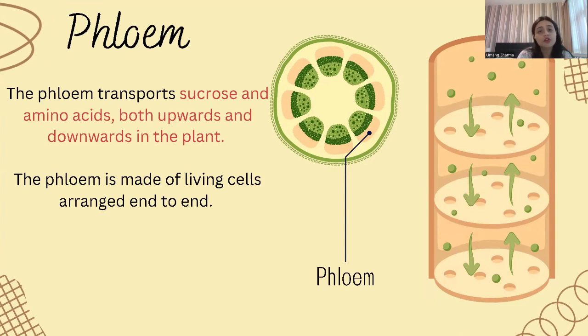Sometimes the question may ask you to differentiate between xylem and phloem. So these are the two major differences which you can write. Xylem transports water and minerals, and phloem transports the nutrients, such as sucrose and amino acids. The xylem always works unidirectionally, but phloem works in both forms, downwards and upwards.